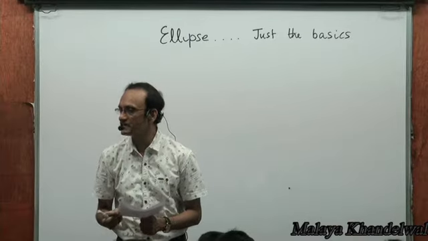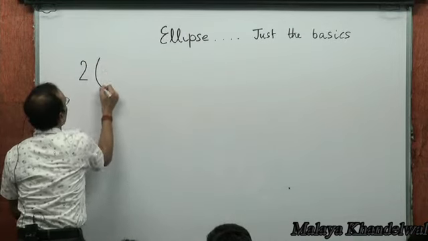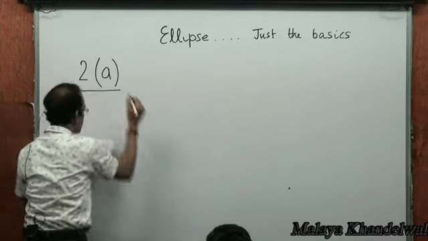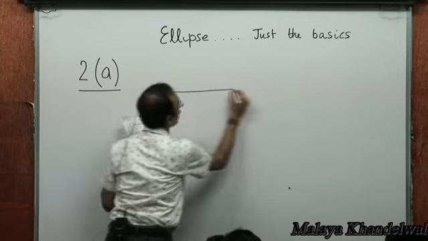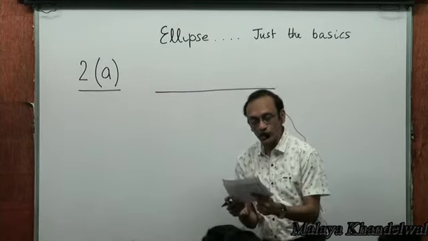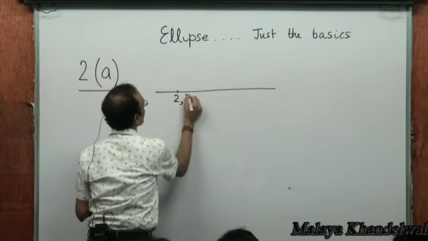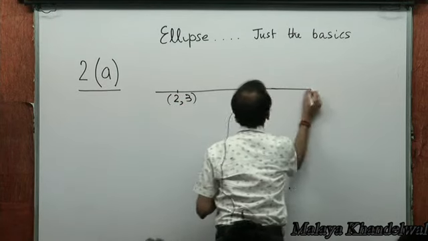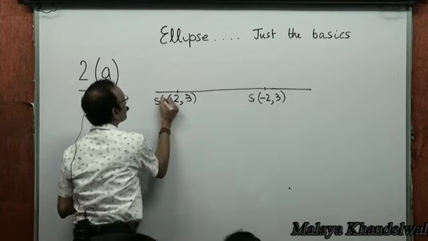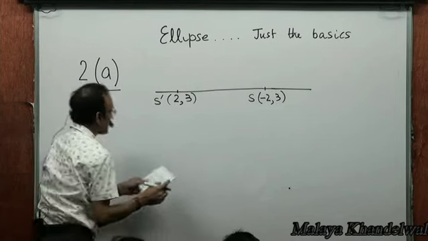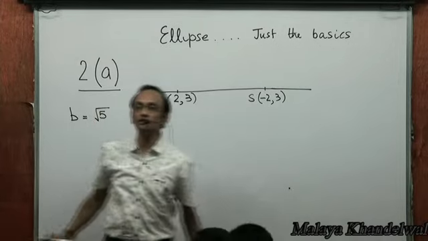The second problem has three subparts A, B and C. Part A is about trying to find the equation of an ellipse whose foci are 2, 3 and minus 2, 3. These are the two foci S and S prime, and whose semi-minor axis b is root 5.